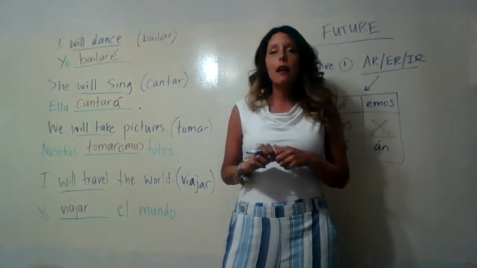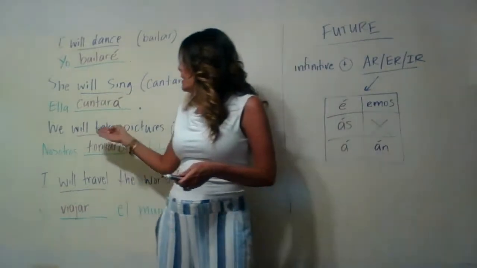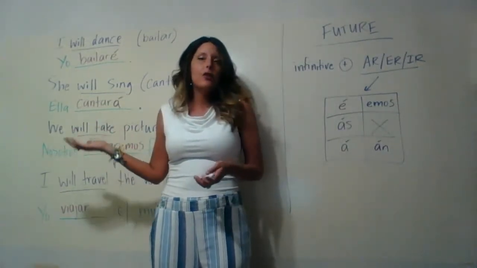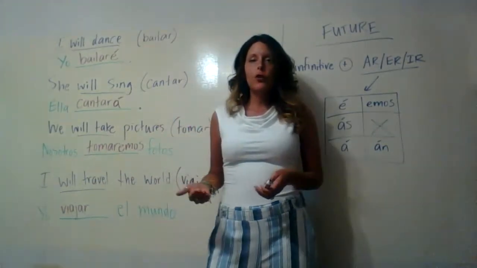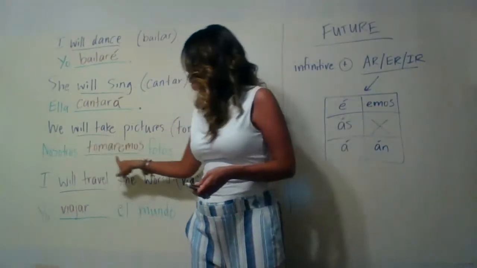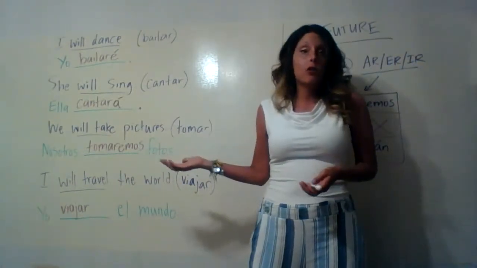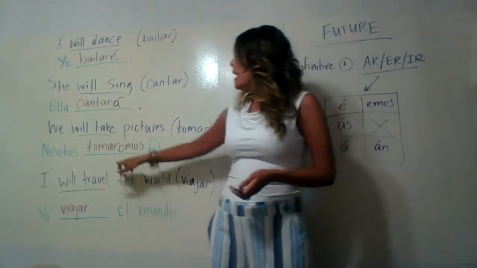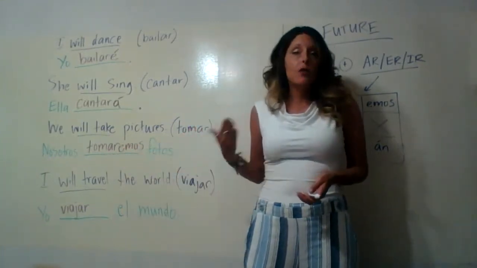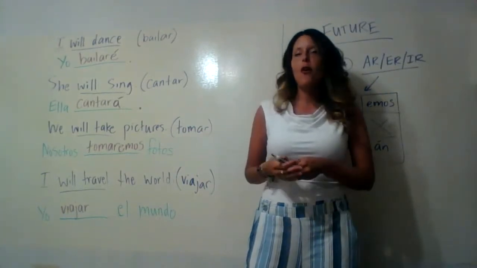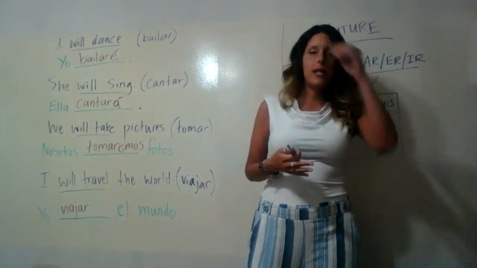How do you pronounce that? Tomaremos, tomaremos. So if I wanted to say we will take pictures or we will take photos, I would say nosotros tomaremos fotos. If I wanted to get rid of the subject, nosotros, I could, and I could say simply tomaremos fotos, and every Spanish speaker would know that I am saying we will take photos or we will take pictures.